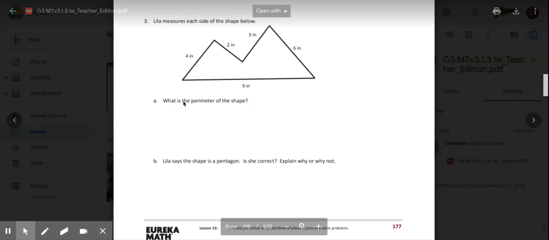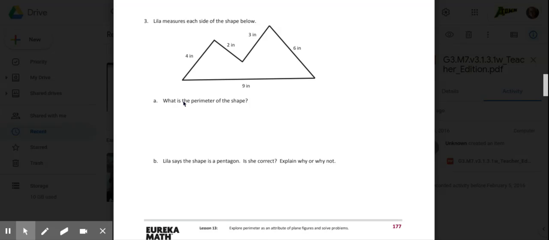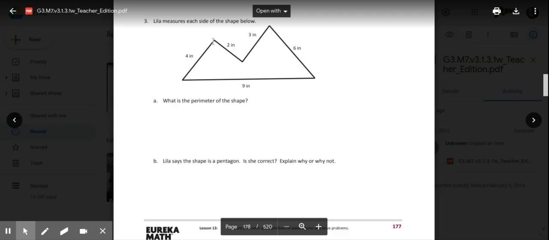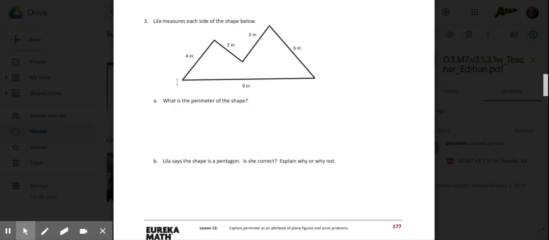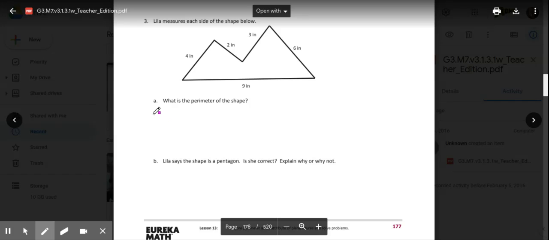Three, Lila measures each side of the shape below. So she measured one side 4 inches, this side 2 inches, this side 3 inches, this side 6 inches, and the bottom part is 9 inches. What is the perimeter of the shape? Well, remember, perimeter is plus, so we have to add all these sides together. It is very hard to draw on this with a computer. So we add the 4, the 2, the 3, the 6, and the 9.